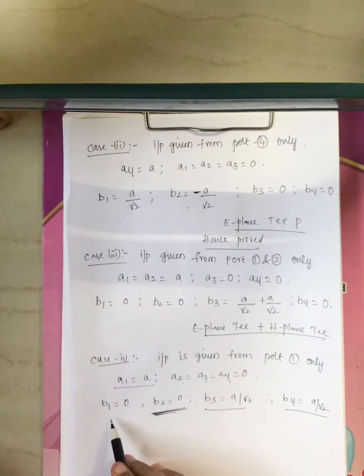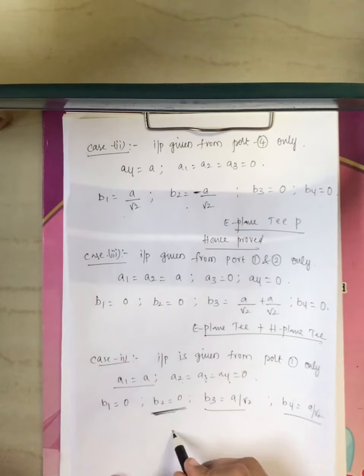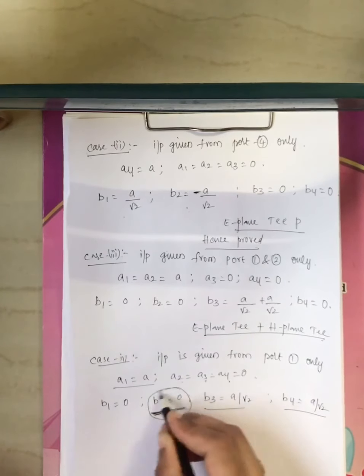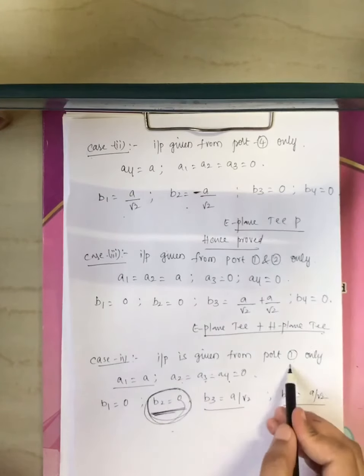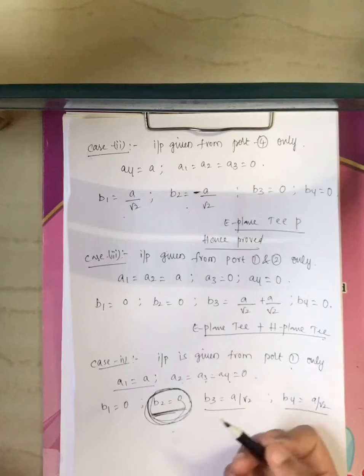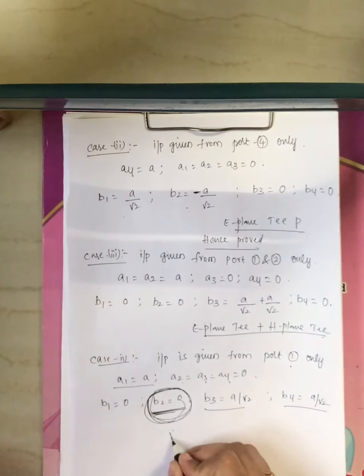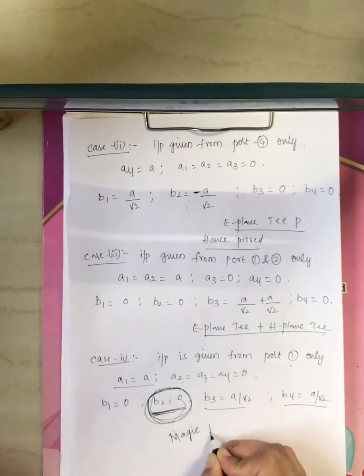Now here I have said earlier, we have designed the EH plane T in such a way that port 1 and port 2 are collinear to each other, right? Though they are collinear, they are acting as isolated to each other. That means if I give input power from port 1, you won't get any output power from port 2. Similarly, if I give input power from port 2, you won't get any output power from port 1. That is a magic. Though they are collinear, they are acting as isolated. That's why it is also called magic T, right?